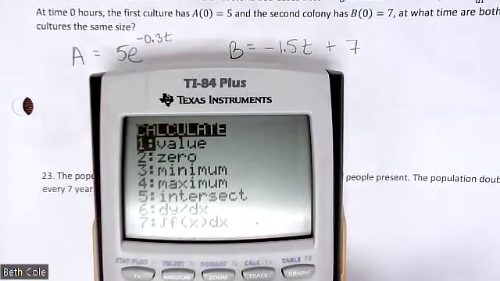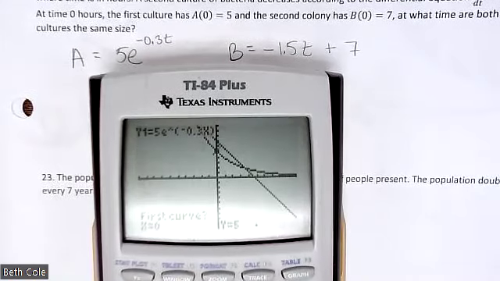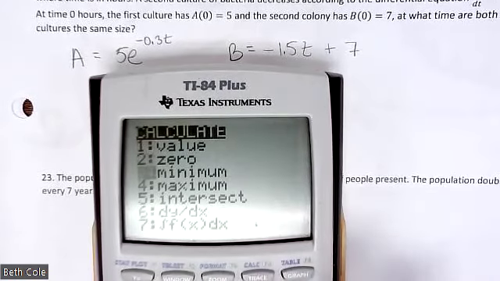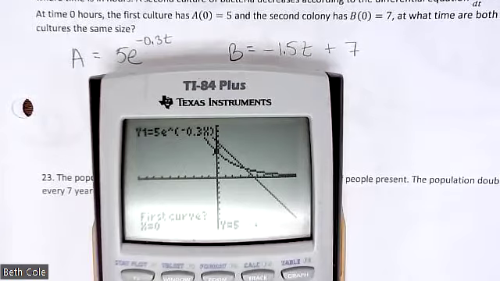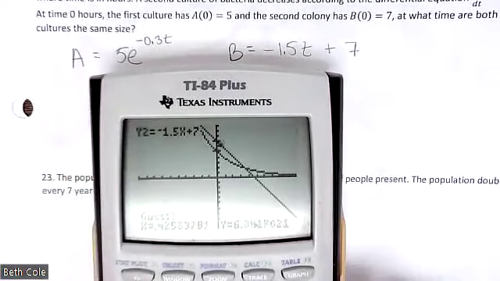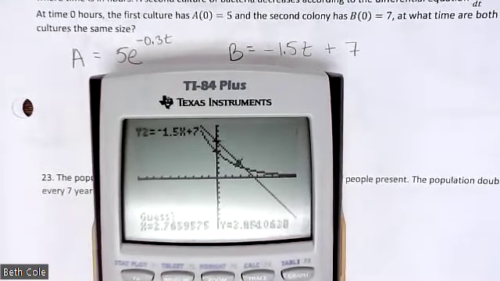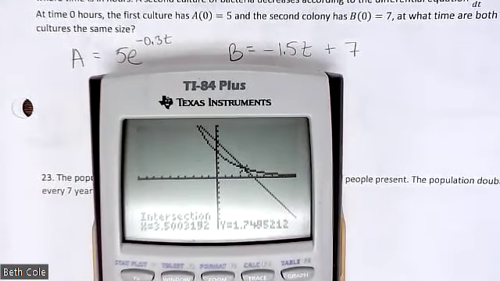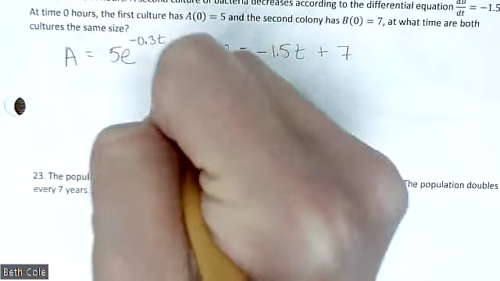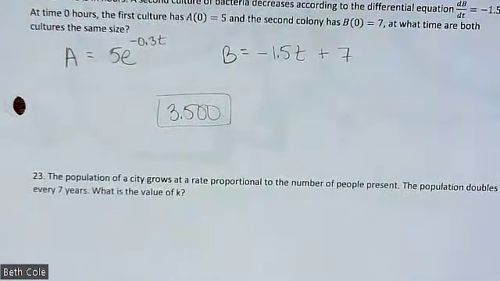Second trace, and then I'm going to choose intersect. First curve, second curve, guess. Basically just hit enter 3 times, but for the guess, oh, whoops. For the guess, you want to make sure your cursor is pretty close to it because it looks to me like there's going to be another intersection up there. So if you want it to give you the correct one, just make sure you're closer to that one. I got 3.500. Yeah, no negative time. Let me look at it real quick.